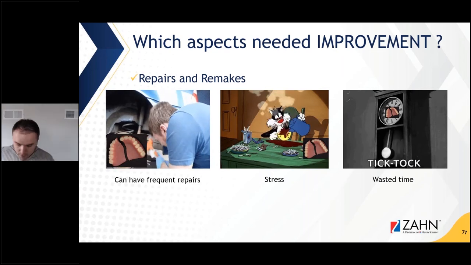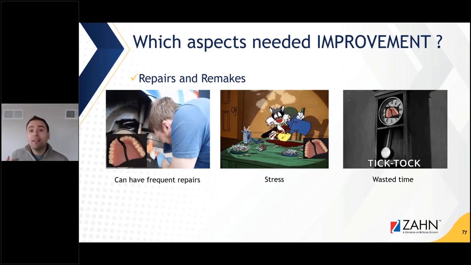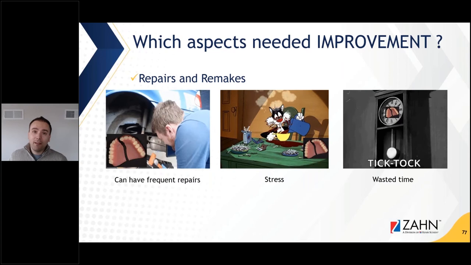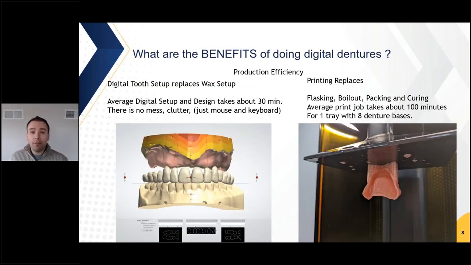So one of the main benefits for digital dentures is that the remake process has been simplified extensively, and we're going to show how. So what are the benefits of doing digital dentures? Now that we know what made traditional dentures great and what the pros and cons are, the digital tooth setup and the printing is kind of the main staple of digital dentures. The production efficiency is the main emphasis, right? You want to be efficient, you want to be fast, you don't want to be messy, you want to have that consistency every single time.